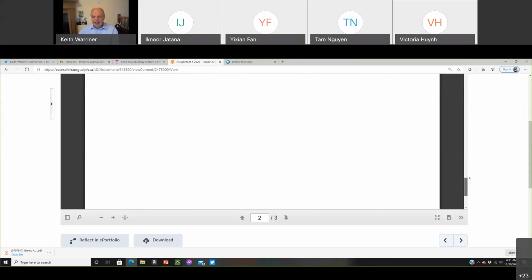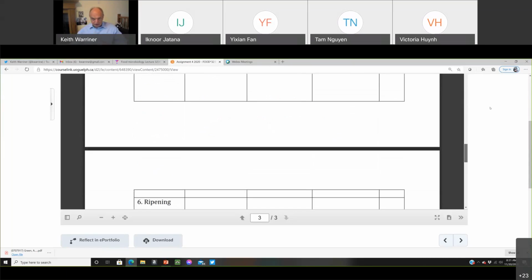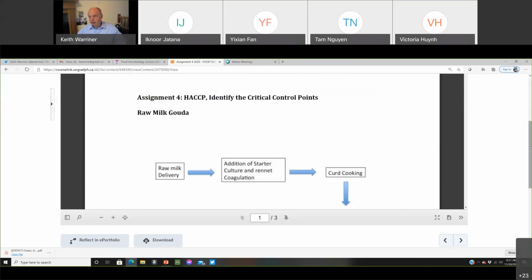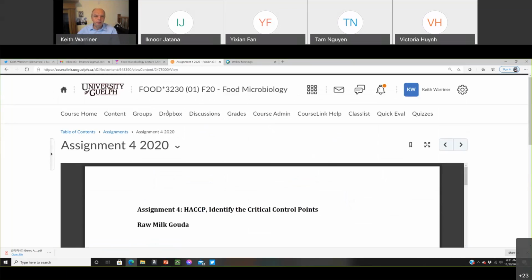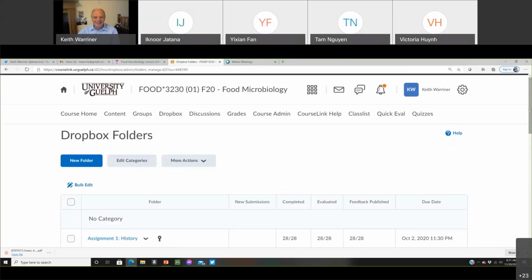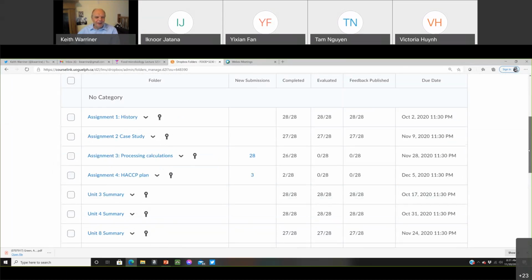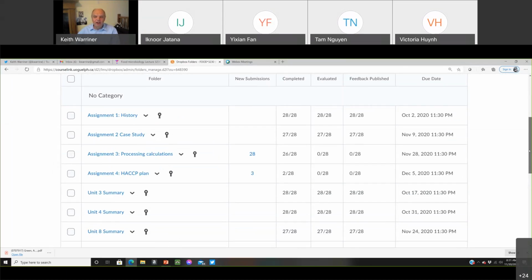And again, I forget what the deadline is. I'll just check on the Dropbox for that. I think it's next week, if I remember rightly, but I can't remember. Anyway, where are we going? Oh yeah, so assignment 4 is due on the 5th. Some people have done it already, but it's due on the 5th of December.